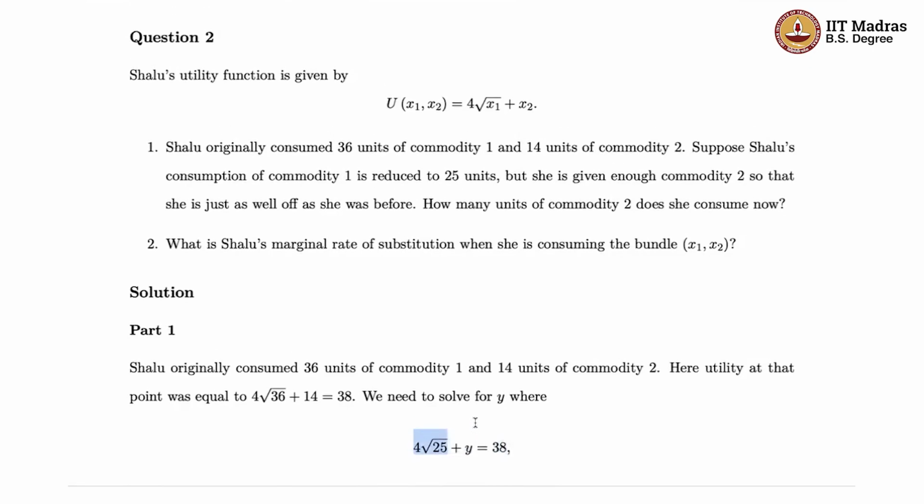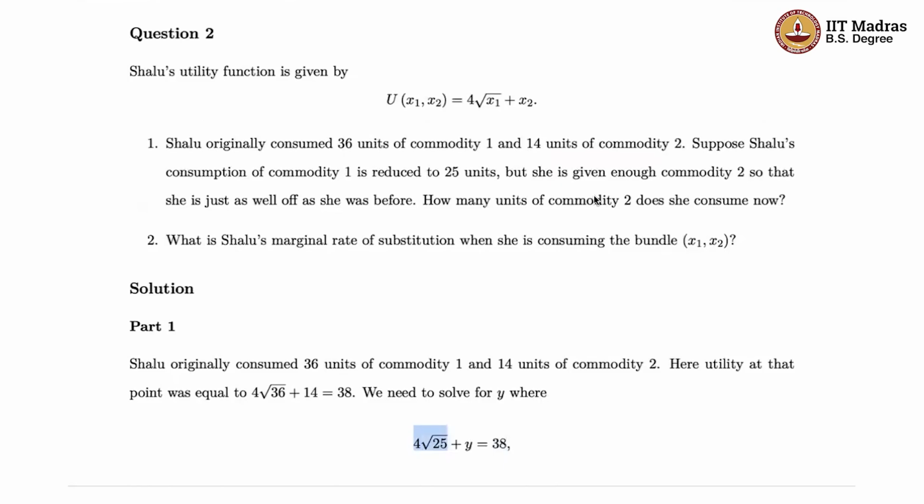So we see that as compared to before, she is consuming more units of commodity 2, and this kind of makes sense, right? Why? Because her amount of consumption of commodity 1 has gone down, right? So she needs somehow to be compensated so that she is just as well off as before, right? So that's why her consumption of commodity 2 has gone up.